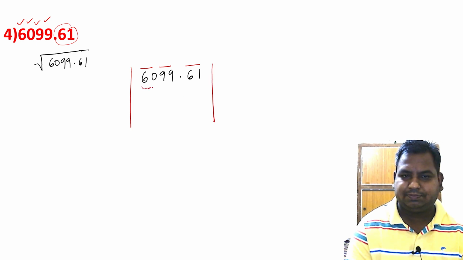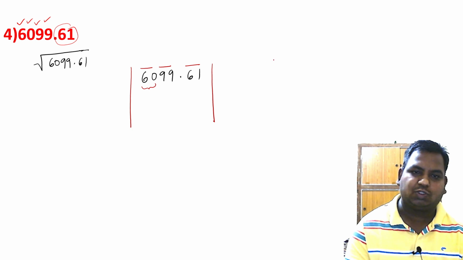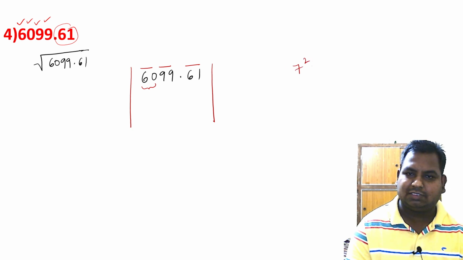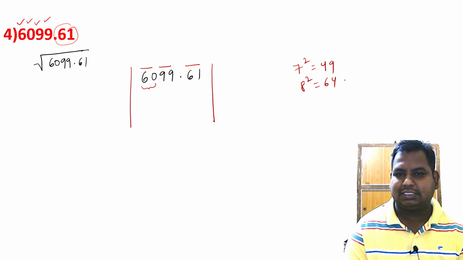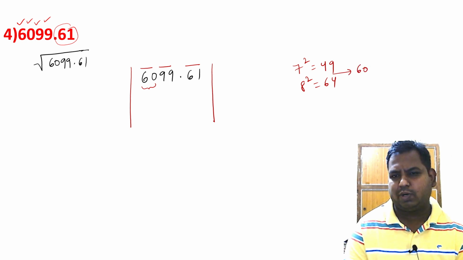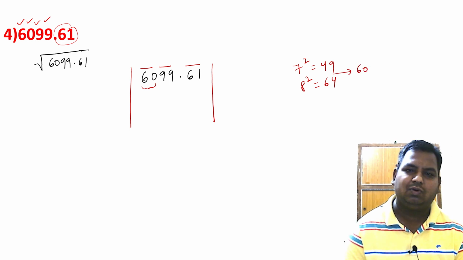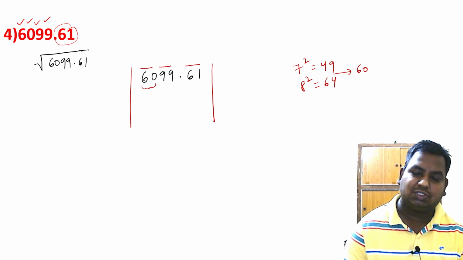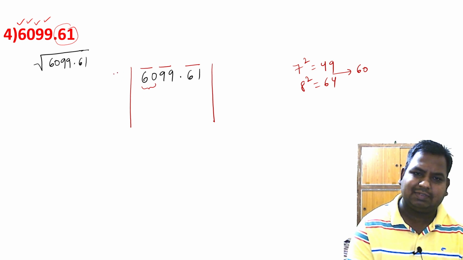We have 60. So nearest square. 7 square is 49 and 8 square is 64. 8 square is 64 and 60 lies between 49 and 64. So what I'll do? I'll consider the smaller one. So I'll consider 7 sevens are 49.